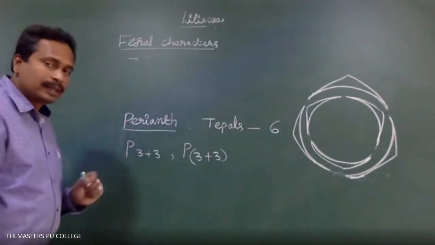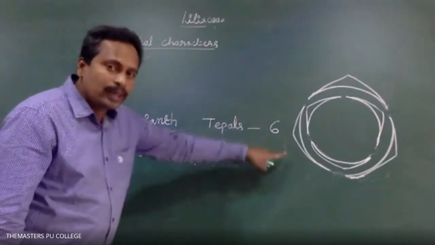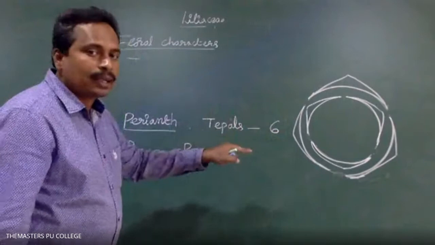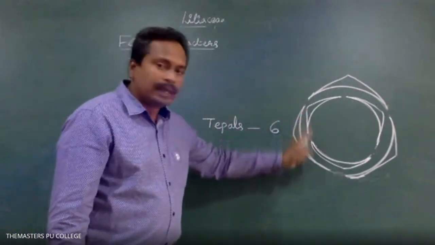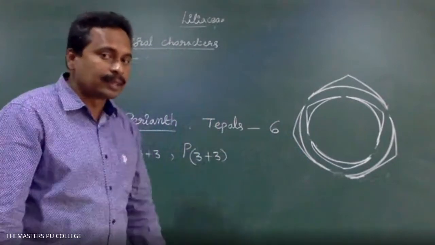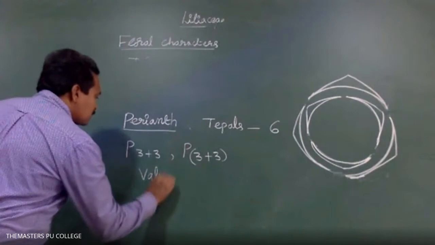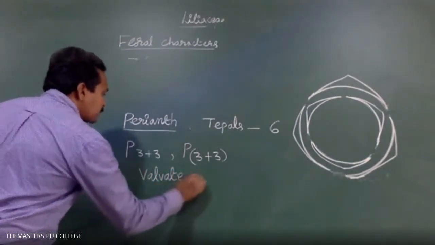The perianth consists of 6 tepals. The 6 tepals are arranged in 2 whorls. Each whorl consists of 3 tepals.